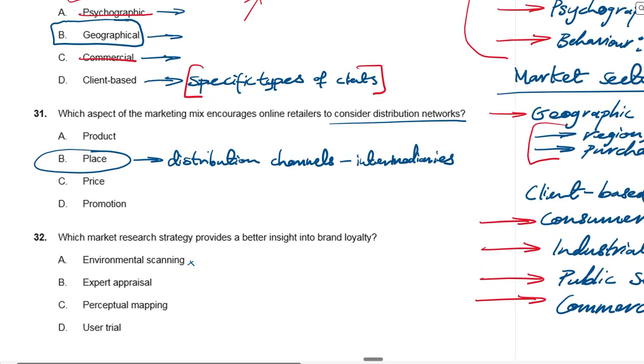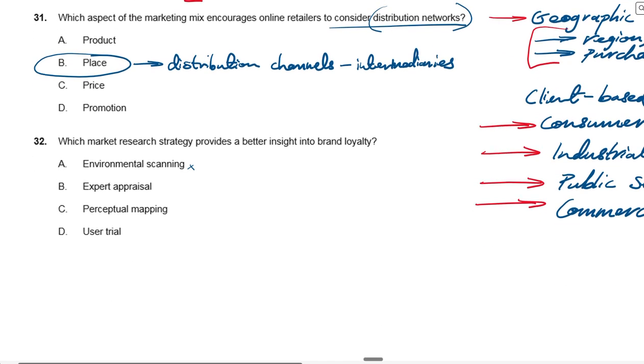Then we have 31: which aspect of the marketing mix encourages online retailers to consider distribution networks? This was pretty simple. Distribution networks are all part of place. I think most of you understand what the four P's are. If not, do give it a search, look at the textbook. It's pretty straightforward. Just understand what each of them means. What I said here is the intermediaries in our distribution channel. So we will have retailers, wholesalers. I think that's pretty straightforward.